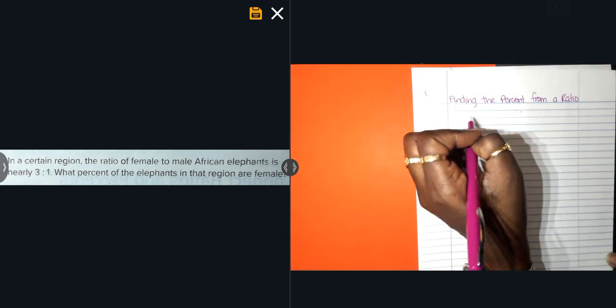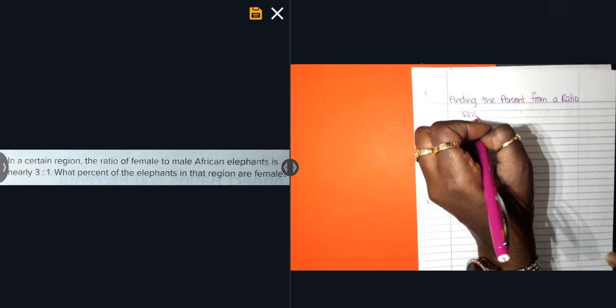Okay, so we're working on another example where we're going to find the percent from a ratio. In our problem, they're saying that in a certain region, the ratio of female to male African elephants is nearly 3 to 1. What percentage of the elephants in that region are female?